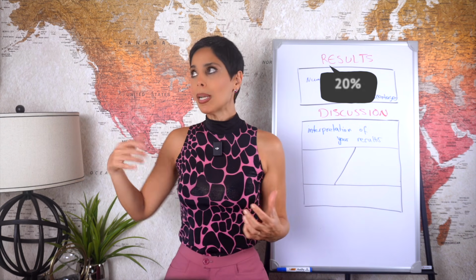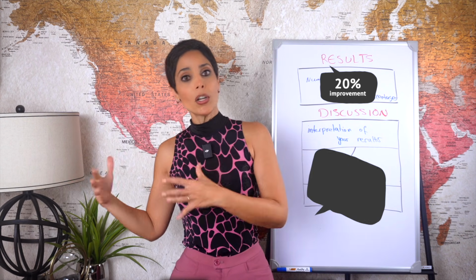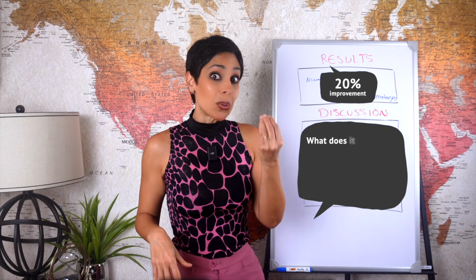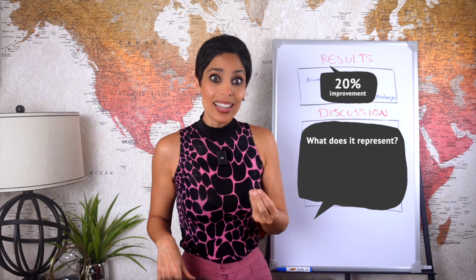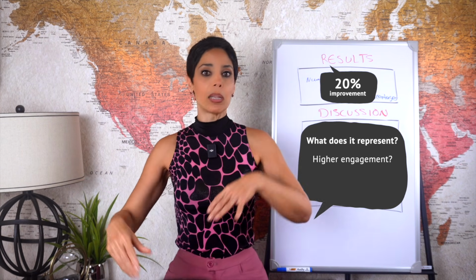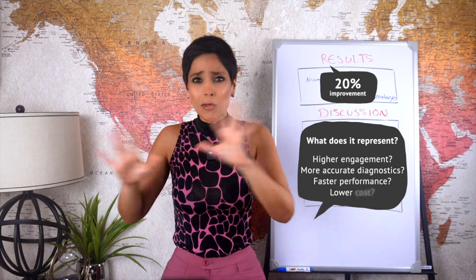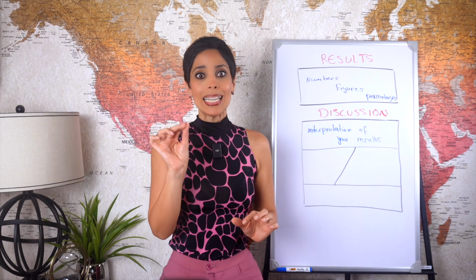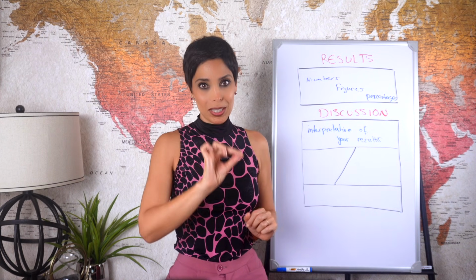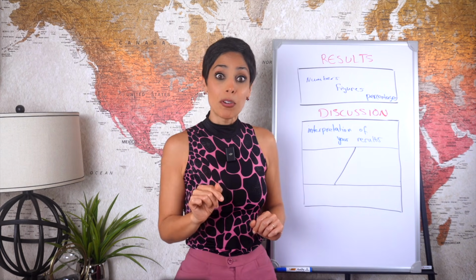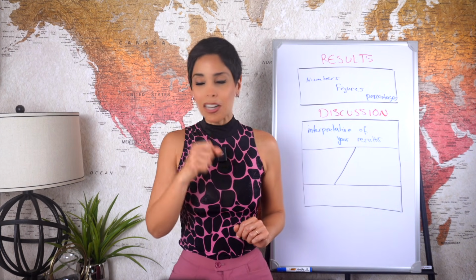You explain what those numbers actually mean. If the result shows a 20% improvement, the discussion answers: what does that 20% actually represent? Does it mean higher engagement, more accurate diagnostics, faster performance, lower cost, whatever that might be? This is layer one of the discussion: interpretation of your own findings, systematically and carefully.